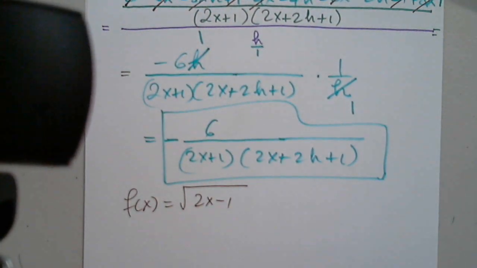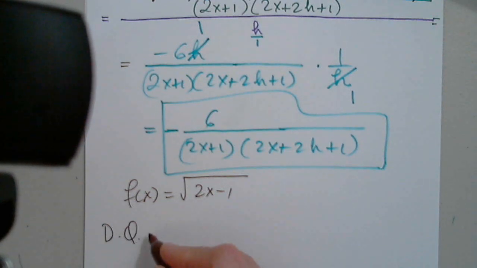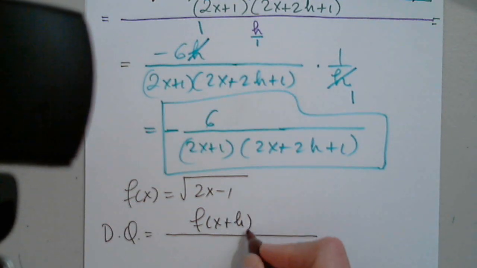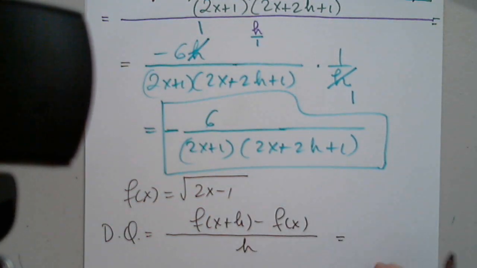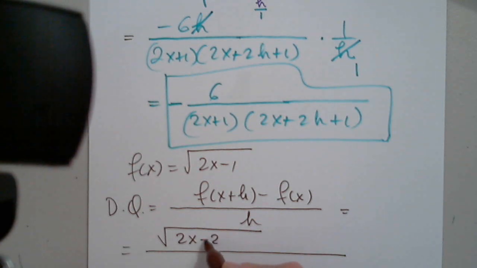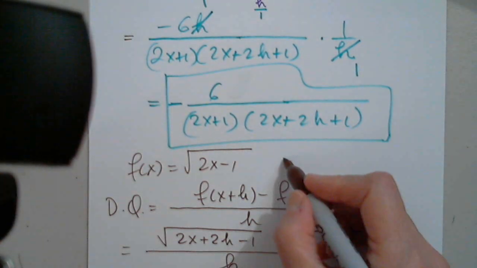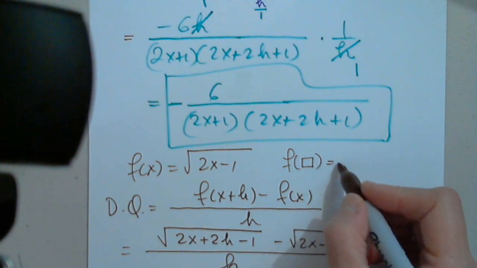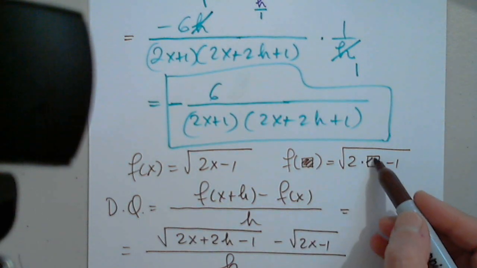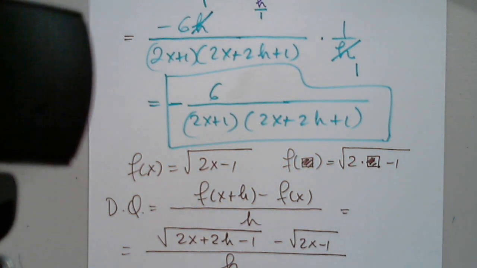Okay, moving on. The difference quotient. I can write it already, but I will write the definition always first. The square root of 2x plus 2h minus 1 minus the square root of 2x minus 1 divided by h. Because this function is f of whatever equals the square root of 2 times whatever minus 1. If the whatever is x plus h, then I distribute 2 to x plus h.